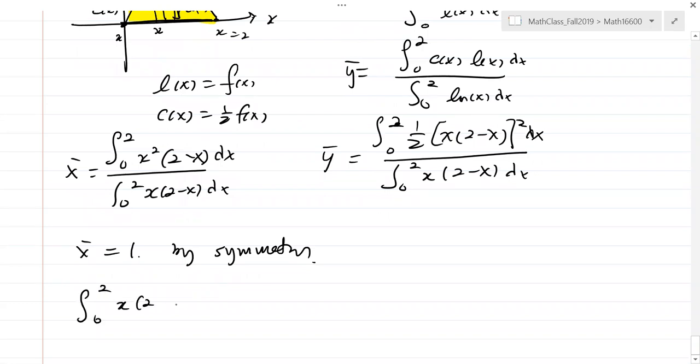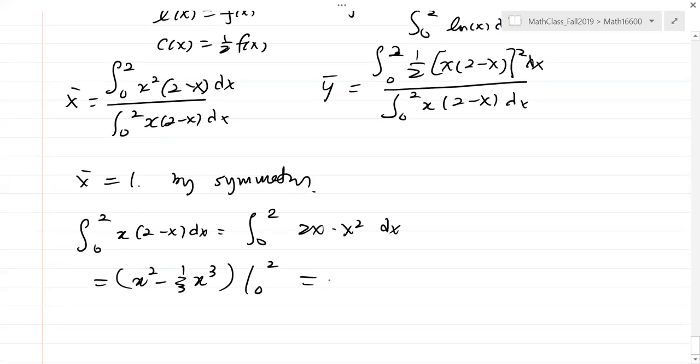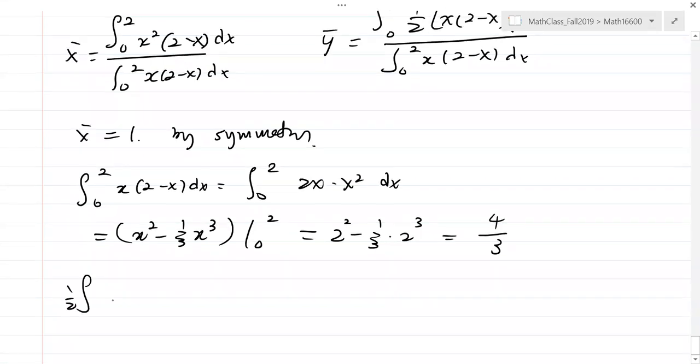So let's look at the area. This is going to be the integral of 2x minus x squared dx. The antiderivative is x squared minus 1/3 x cubed. And I get 2 squared minus 1/3 times 2 cubed. So it's going to be 12 minus 8 over 3, which is 4/3. Okay, so that's the area. When you get the answer, you look at it: does it make sense? Yes. Then I need to work out the numerator.